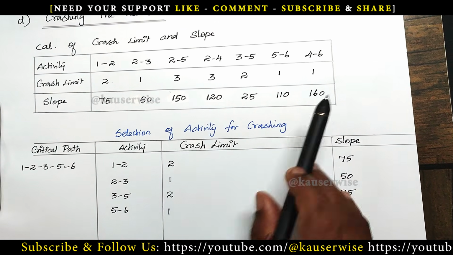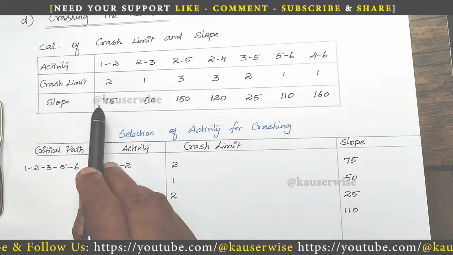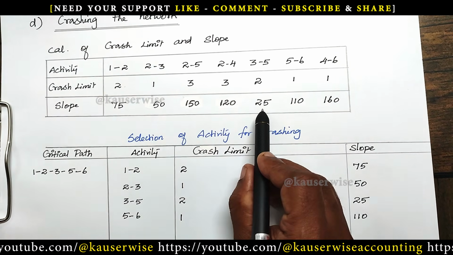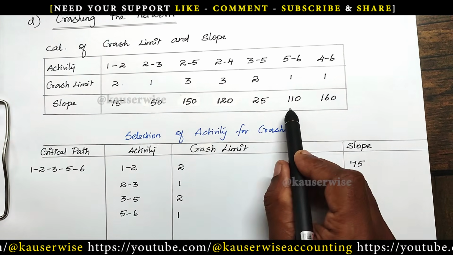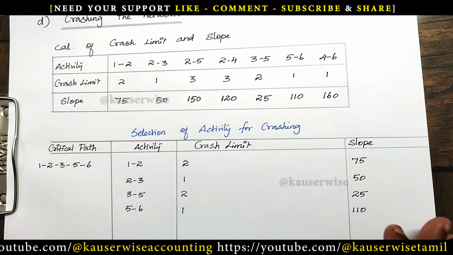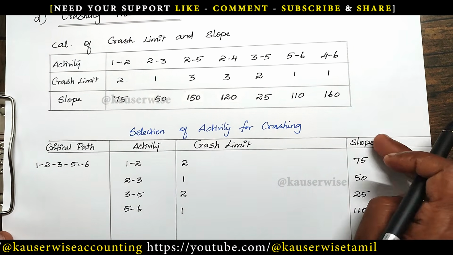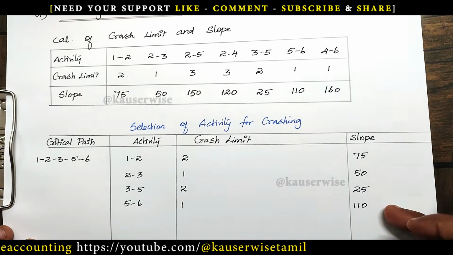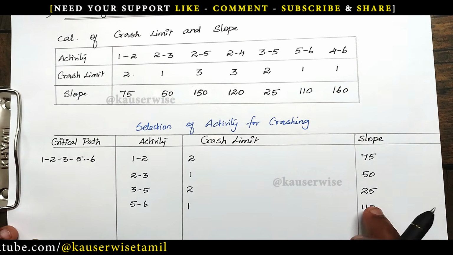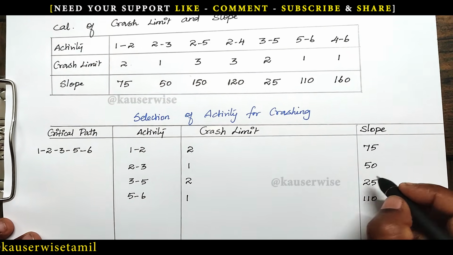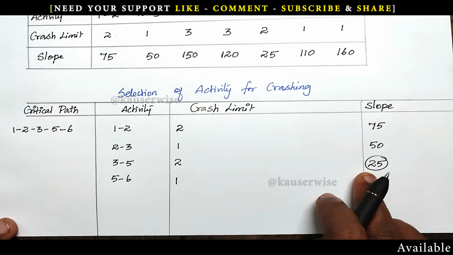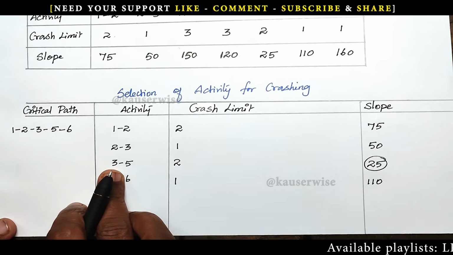We have already calculated the slope. See, 1 to 2, 75 rupees. 2 to 3, 50 rupees. 3 to 5, 25 rupees. 5 to 6, 110. Just enter the slope for these activities. Now you have to select the least one. Out of these slopes, we need to select the least cost slope. Which one is least? 25 is the least one. Just select this particular activity. So 25 is the slope cost for this activity.